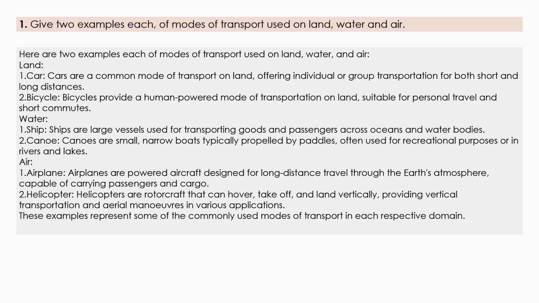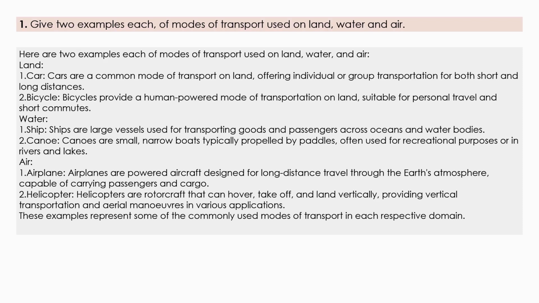Question number 1. Give two examples of each mode of transport used on land, water and air. Here are two examples of each. On land, cars. Cars are a common mode of transport on land, offering individual or group transportation for both short and long distances. The second one is bicycle. Bicycles provide a human-powered mode of transportation on land suitable for personal travel and short commutes.